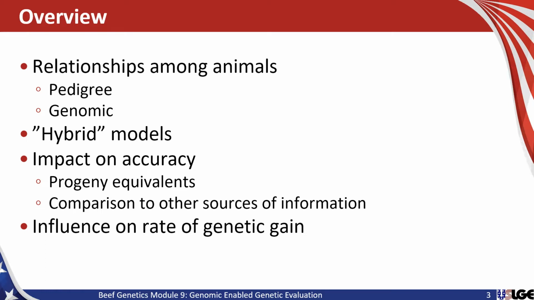As a general overview of this module, we'll discuss relationships among animals, and more specifically, how those relationships are quantified using pedigree and genomic information. We'll also talk about hybrid models that combine information from pedigree, phenotypes, and genomics. We'll discuss the impact that genomic information has on the accuracy of EPD and quantify this using progeny equivalence and compare it to other sources of information. And finally, we'll discuss the influence that genomic information has on the rate of genetic gain.